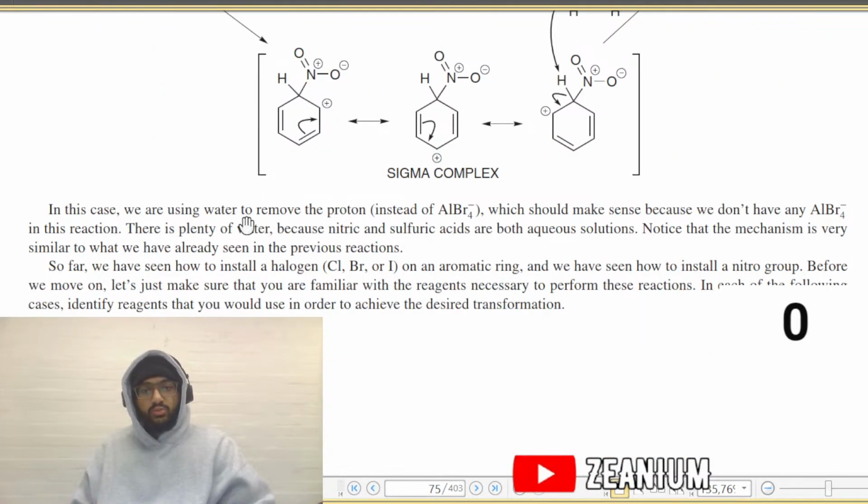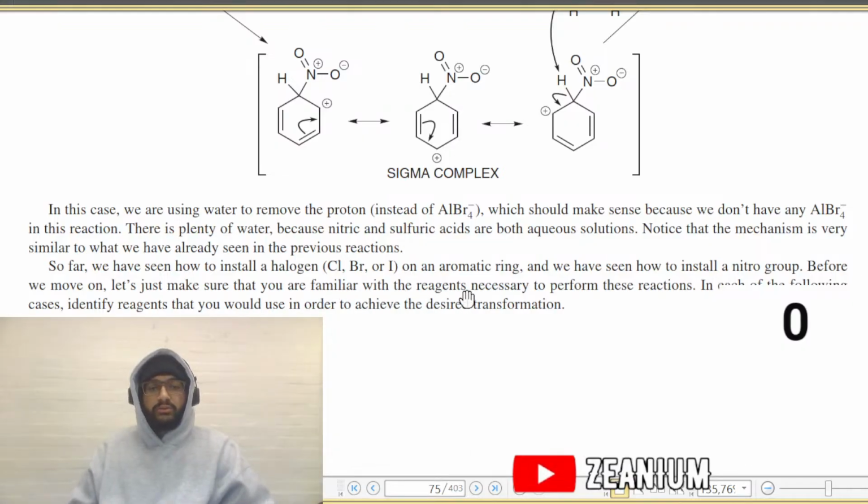In this case, we're using water to remove the proton instead of AlBr4 minus, which makes sense because we don't have any in this reaction. There's plenty of water because nitric and sulfuric acid are both in aqueous solution. Notice that the mechanism is very similar to what we have always seen in previous reactions. So far, we have seen how to install a halogen, Cl, Br, I, on an aromatic ring, and we have seen how to install a nitro group.